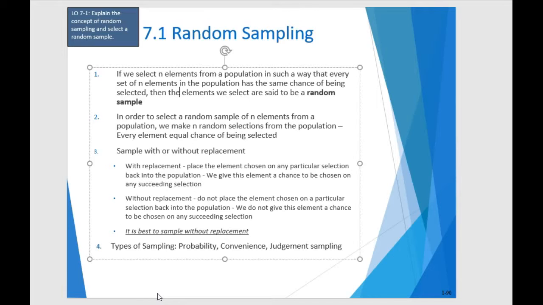And then judgment sampling is where a knowledgeable person selects population elements. Judgment sampling is probably the most unreliable. We really want to be working with probability sampling in order to facilitate that randomness and in order to be making statistical inferences.